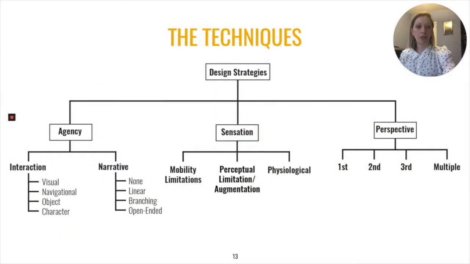The second dimension consists of the type of sensations that are experienced. Sensation refers to the creation, generation, or limitation of sensorial input to the user from the empathy tool. Sensation can be affected through mobility limitations, which physically restrict the user's movements, perceptual augmentation or limitation, which alters the user's senses, or physiological, which affects the user's biosignals in the body.